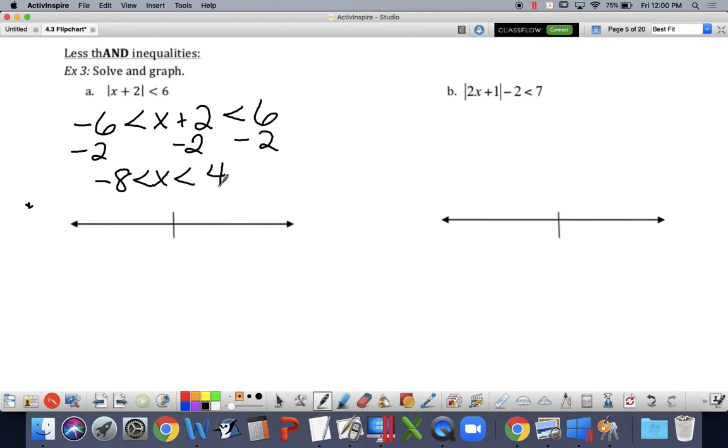So now I want to graph this on my number line. I'm not looking for anything fancy. I've got negative 8 here. I've got 4 here. Since x can be any number in between negative 8 and 4, but not including those, do I use an open or closed circle? Open. So I've got an open circle at negative 8, an open circle at 4, and then however you want to shade it in between.